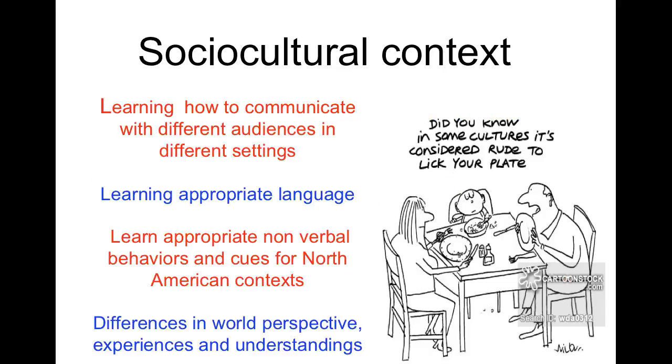The biggest difference between English learners and other learners has to do with sociocultural context. Learning how to communicate with different audiences in different contexts and settings. Learning what language is appropriate and what is not in those settings. And learning appropriate nonverbal behaviors and cues. How to read cues from others in different contexts that they may not be used to. And most importantly, we have to remember that they do come with different world perspectives and experiences and understandings that are equally as valuable as ours, but may not be the same as ours.